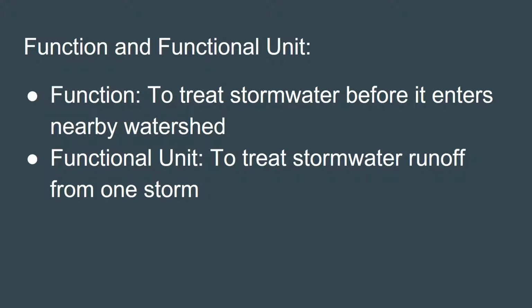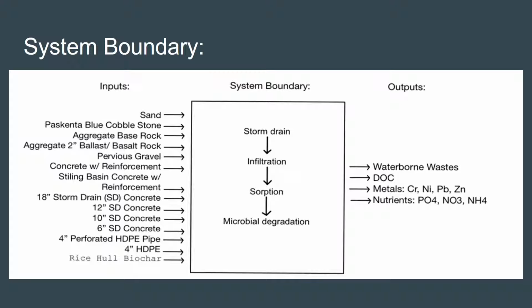The scope of our system includes the function and functional unit. The function is to treat stormwater before it enters the nearby watershed. The functional unit is to treat stormwater runoff from one storm, which is approximately 100,000 liters. The system boundary is our inputs and outputs to the waterway.